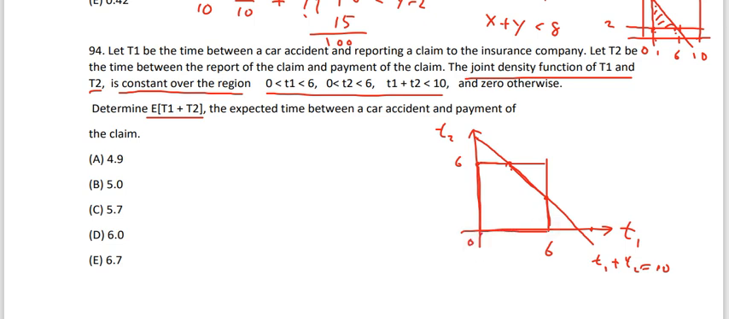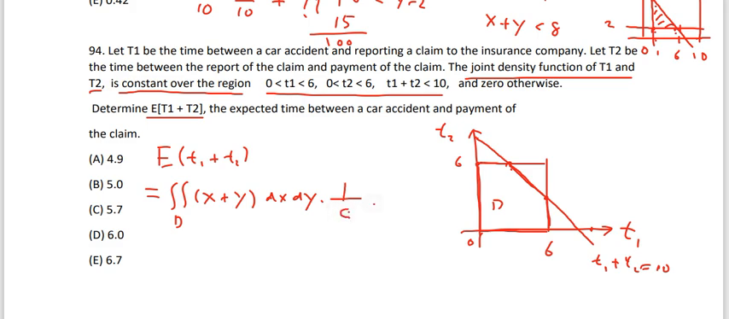The density function is constant in this region. We want to find E of T1 plus T2, which equals the integral over this region of x plus y dx dy, multiplied by the constant, 1 over C. What is this C? C is the total area.